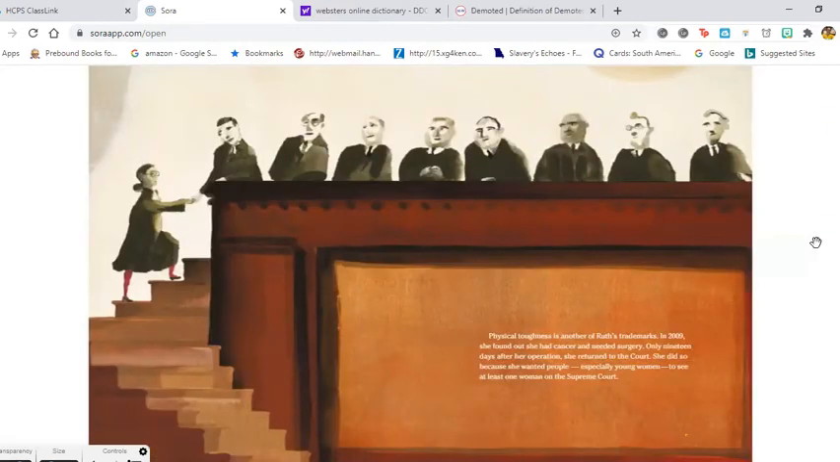Physical toughness is another of Ruth's trademarks. In 2009, she found out she had cancer and needed surgery. Only 19 days after her operation, she returned to the court. She did so because she wanted people, especially young women, to see at least one woman on the Supreme Court.